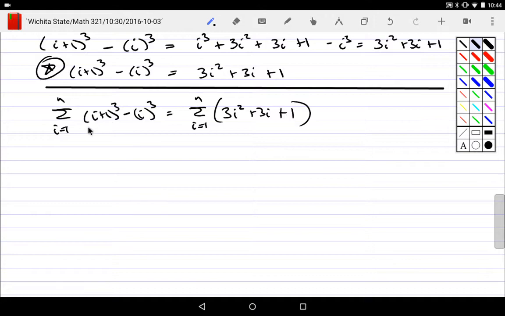Now, that is a what? Telescoping series. How far apart are they? 1. So everything's going to collapse except for 1 at the end and 1 at the beginning. So what's 1 at the end? n plus 1 cubed. What's the 1 at the beginning? Minus 1 cubed. Because this is simply telescoping.